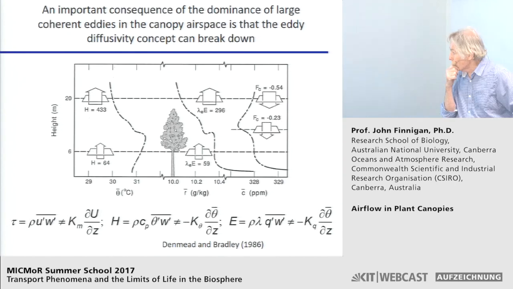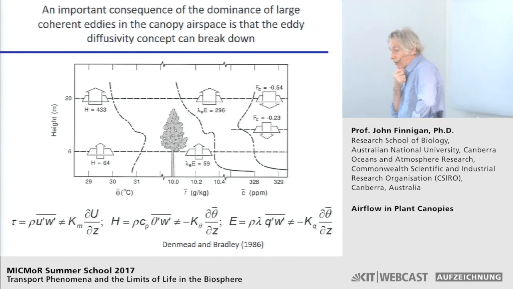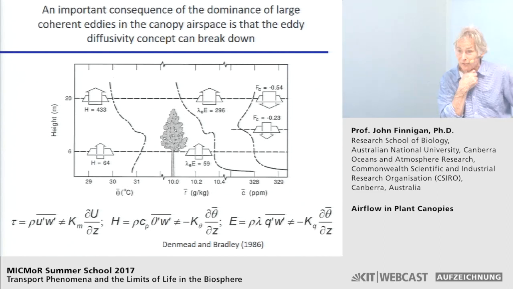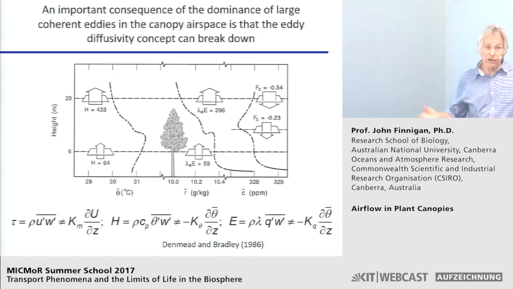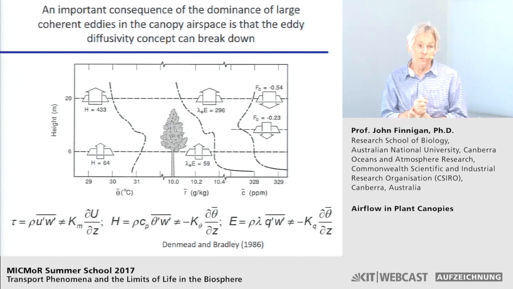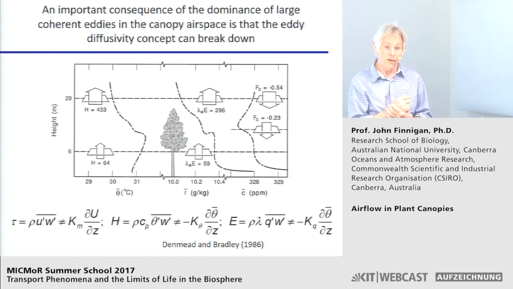Now I'll finish with one last slide, just to show you that things are always more complicated than you think. One of the consequences of having these large eddies in the plant canopy is that heat doesn't necessarily flow from the colder to the hotter.